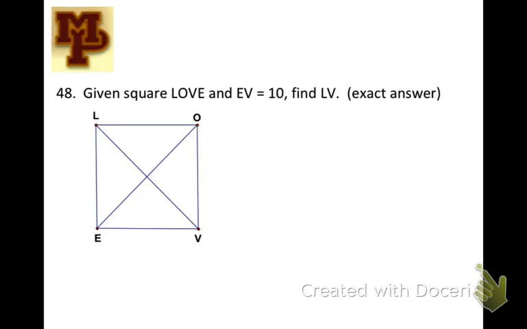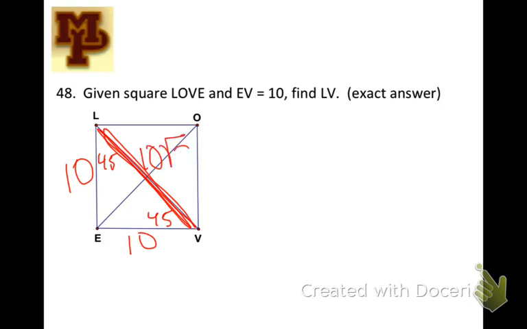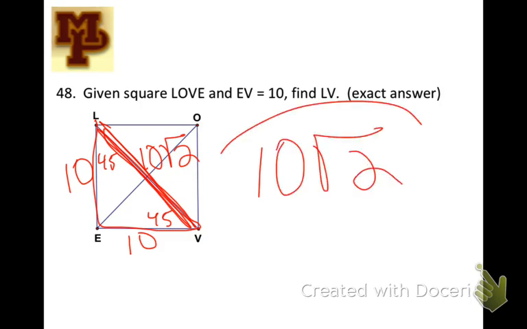Okay, so EV is 10. This is a square. Okay, LV, this is a 45, 45, 90 triangle. So we can use the Pythagorean theorem, or you can just multiply by radical 2, because it's that special relationship again. So 10 radical 2.